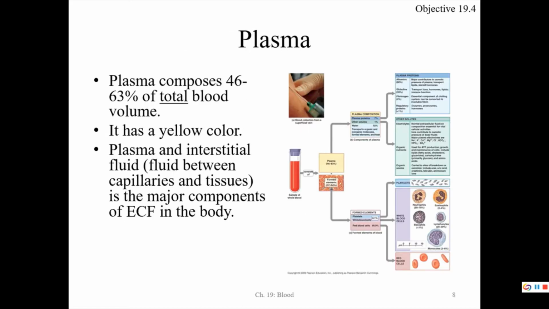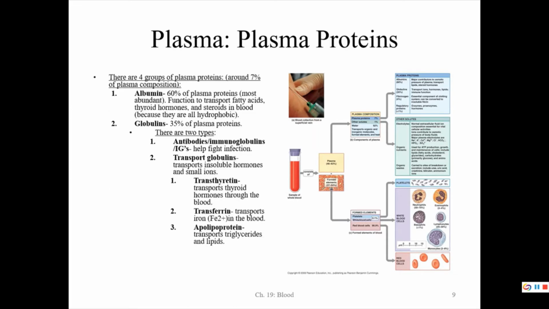Now, plasma is actually, as we said, 55%. It can range from 46 to 63%. It's pale yellow in color. It and the interstitial fluid are major extracellular fluid components. In it, now what I want to do is talk about their proteins.